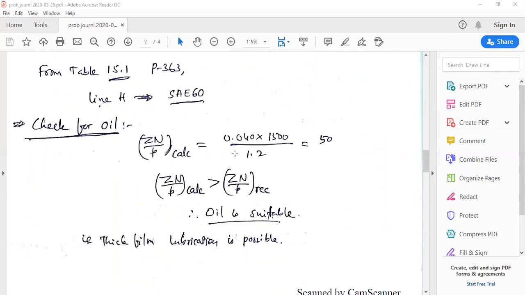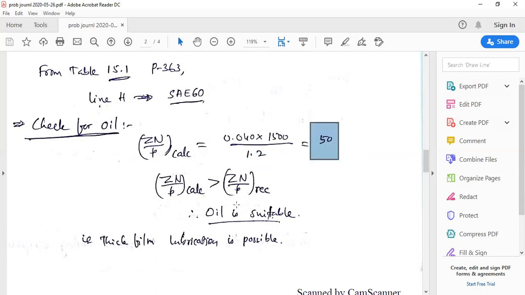And we have to check whether the lubricant which is selected, with the value of Z which is 0.040, is suitable for the functioning or not. To check that, we have to calculate the bearing modulus. What is bearing modulus? That is the equation given here as Zn by P. Z is absolute viscosity 0.040, N is 1500 RPM, divided by the pressure which is calculated as 1.2 Newton per mm square. So the value we get here is 50.